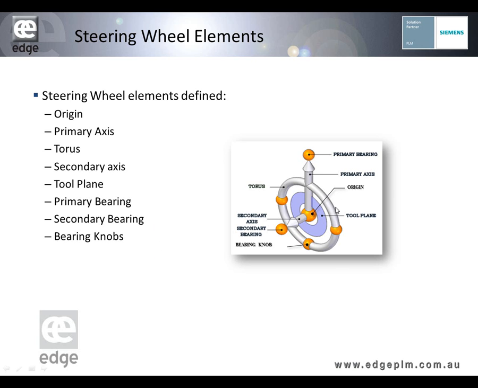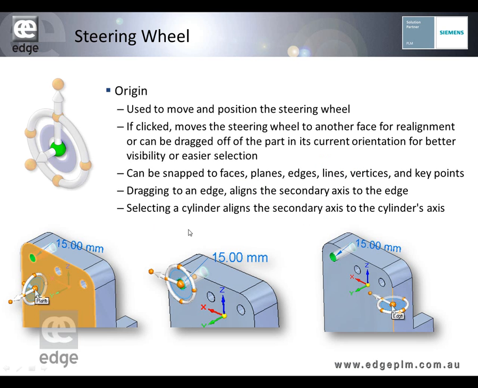As I said before, we're going through what the components of the steering wheel are, and we will talk about those as we use them. Here's the origin. So we want to use it to move and position the steering wheel.